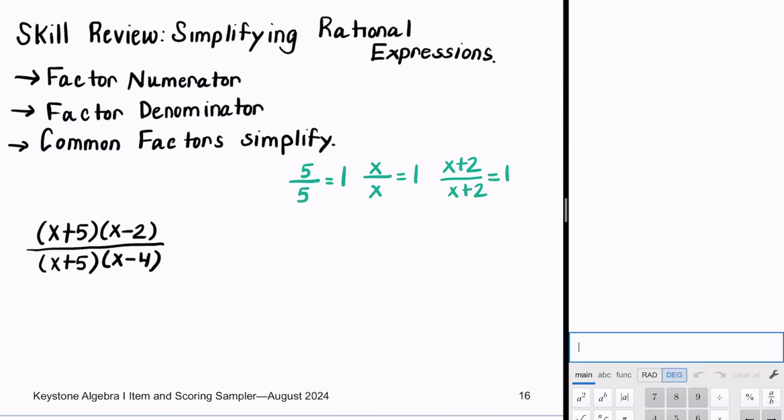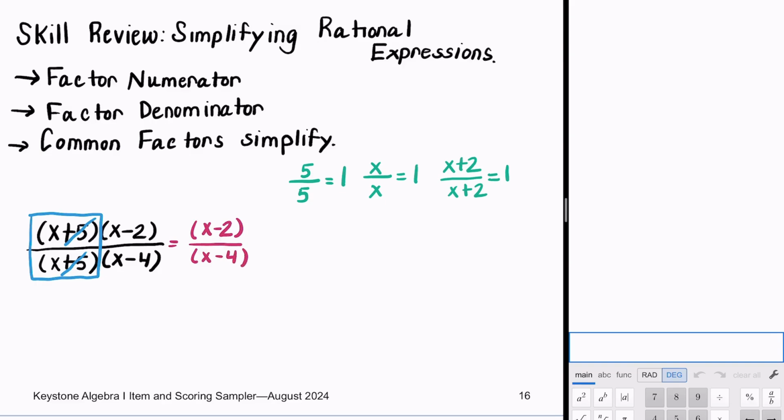So if I factored a numerator and I was left with x plus 5, x minus 2, and then I factor a denominator and I'm left with x plus 5, x minus 4, I see this common factor of x plus 5 in both the numerator and denominator, so that would really simplify to 1, so I can eliminate it from this rational expression and simplify it to x minus 2 over x minus 4.